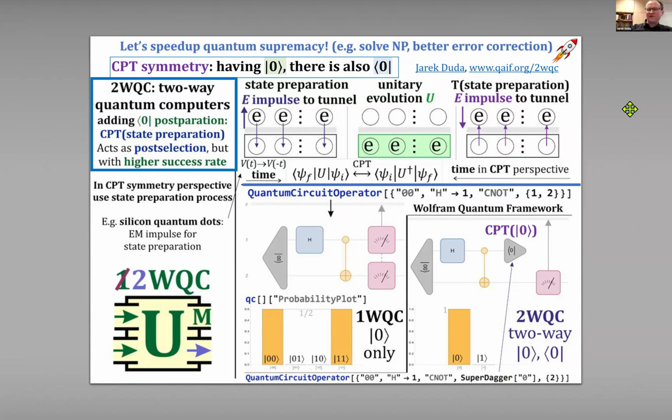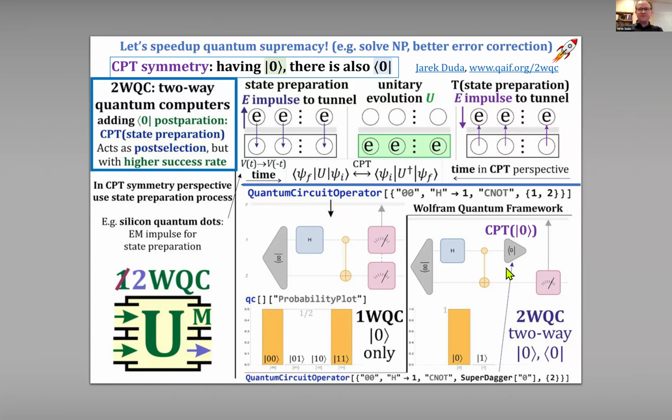Yes, thank you very much for this possibility. So I would like to talk about two-way quantum computers. In a standard one-way quantum computer, like here, we start with state preparation, then we have some unitary evolution, then we perform measurement. So in a two-way quantum computer, we add the symmetric version of this state preparation.